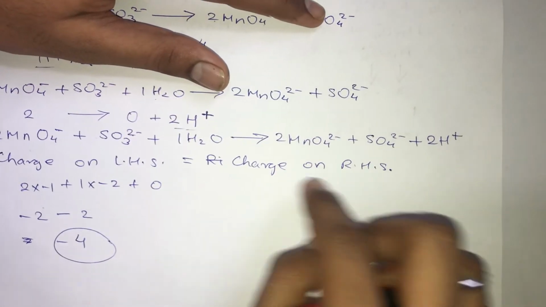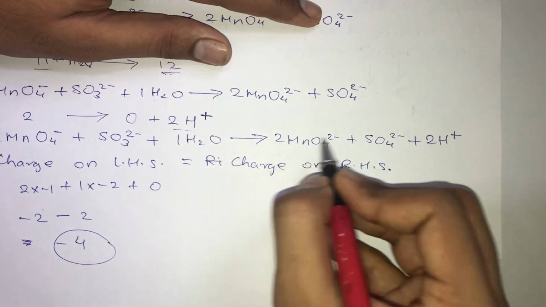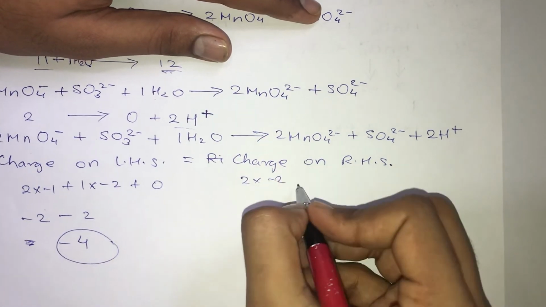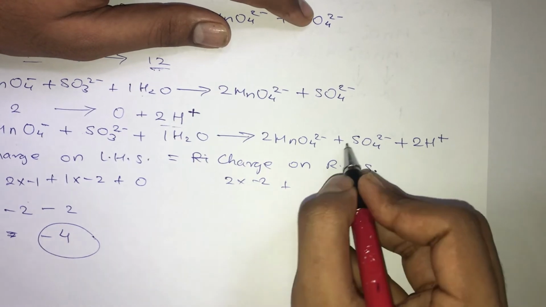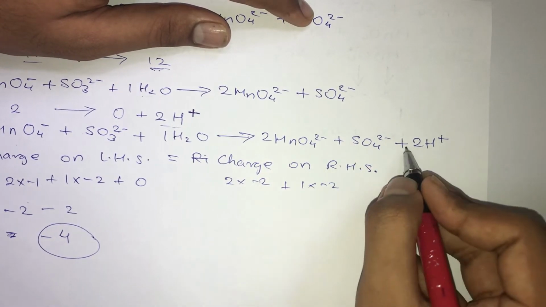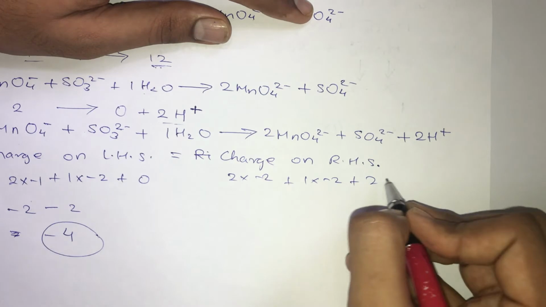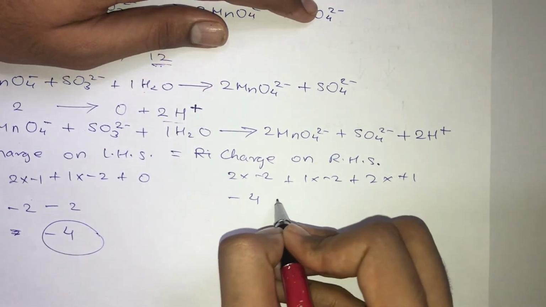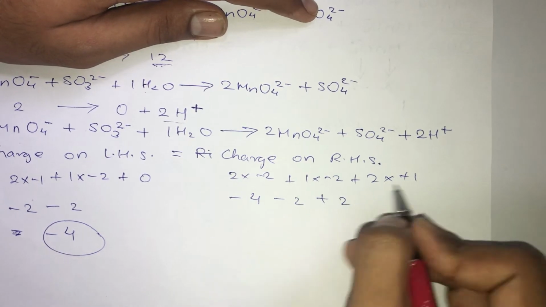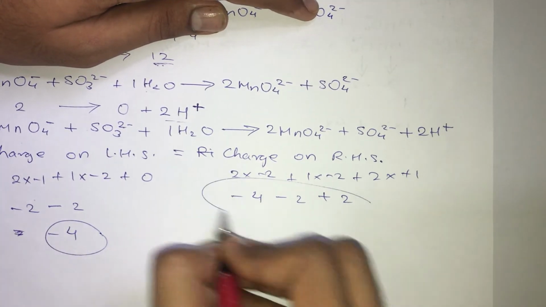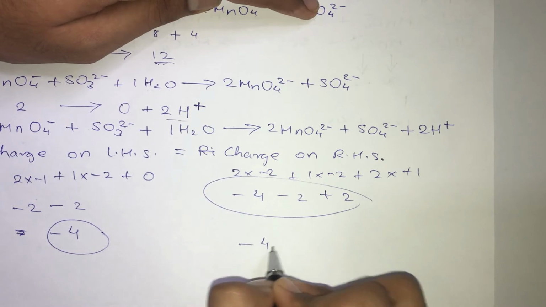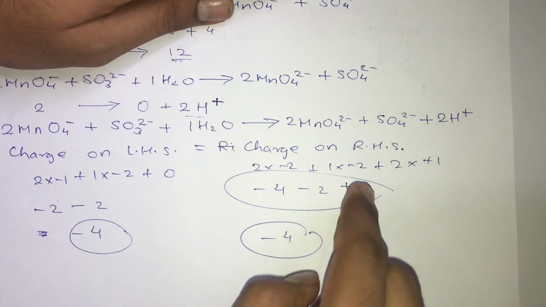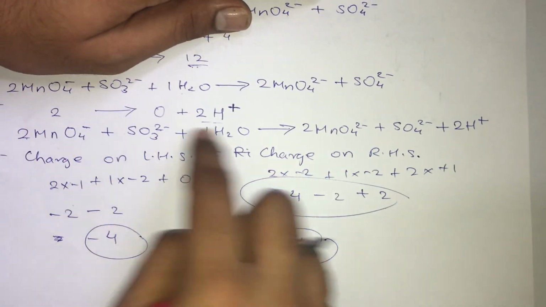Now let us calculate the charge on the right hand side. 2 times minus 2 plus 1 times minus 2 plus 2 times plus 1. Okay, so here you get minus 4 minus 2 plus 2, and this becomes equal to minus 4. So can I say over here that the charge on the left hand side is equal to the charge on the right hand side of this equation?